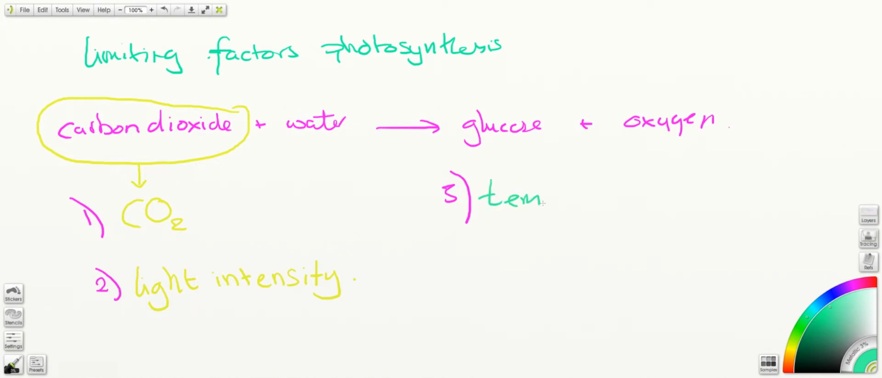Okay, so the temperature. If you have a perfectly high temperature, i.e. one that's not going to denature the enzymes, then yeah, that's good. But if you have a really low temperature, there's not going to be enough energy for your enzymes. There's not going to be enough energy for the reaction to occur, so your reaction will slow down.